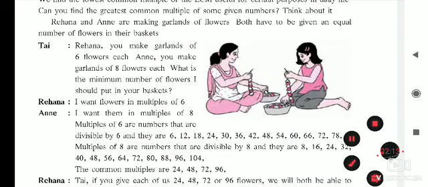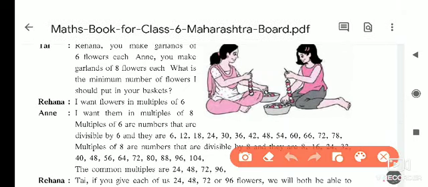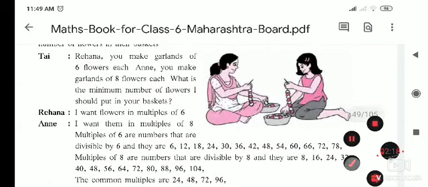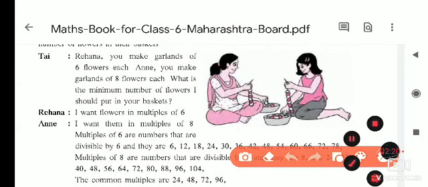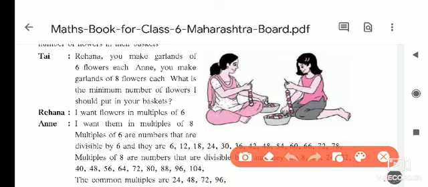Here is the question. Rehana told Annie that she had to make garlands of 6 flowers each, and you make garlands of 8 flowers each. What is the minimum number of flowers that should be put in the basket? So Rehana and Annie are making garlands of flowers, and what we have to find out is the minimum number of flowers.